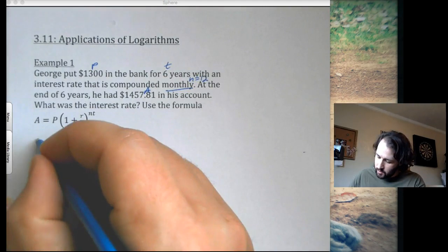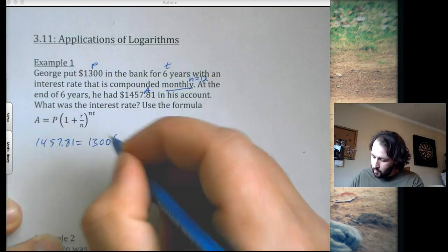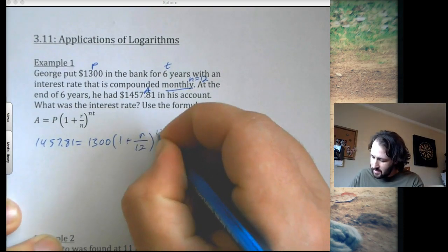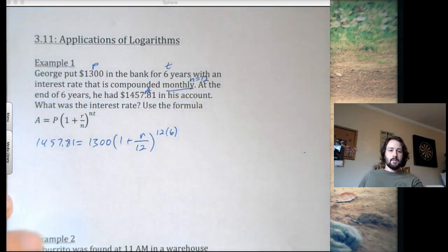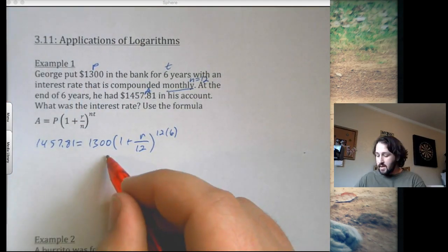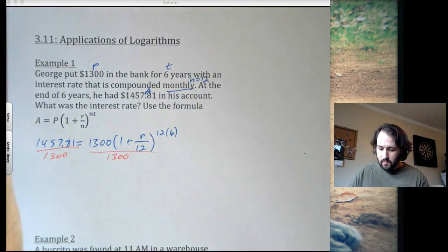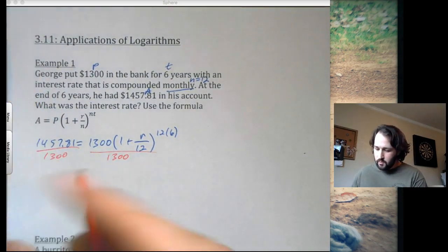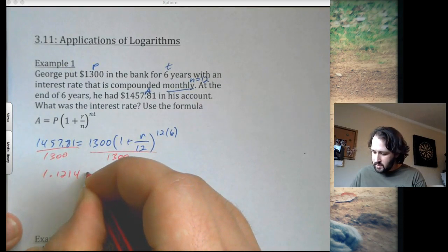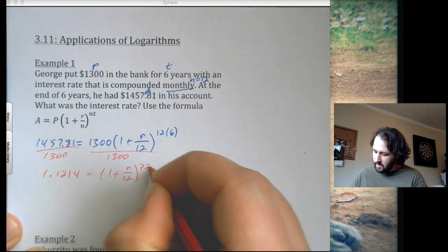So if I put in all my numbers, 1457.81 as my A, P is 1,300, 1 plus R, which I don't know, over N, which is 12, all to the N times T power. So let's simplify our numbers a little bit, but I also notice that I have this 1,300 on the outside. So what I can do is go ahead and divide by that 1,300, save myself a little bit of time. So I have 1457.81 divided by 1300, which will give me 1.1214. Going 4 decimal places just so I'm not off by as much. And then I have 1 plus R divided by 12 to the 12 times 6 is 72.